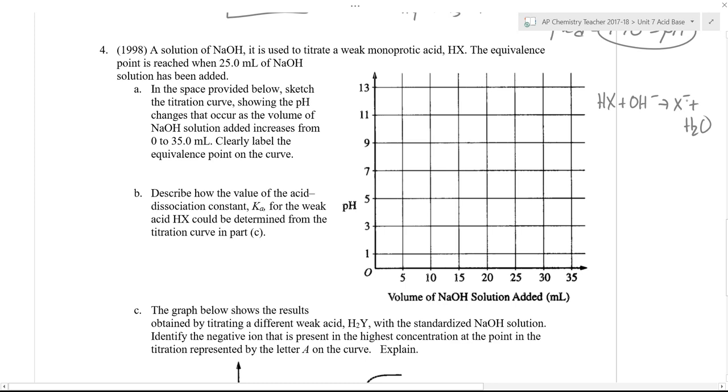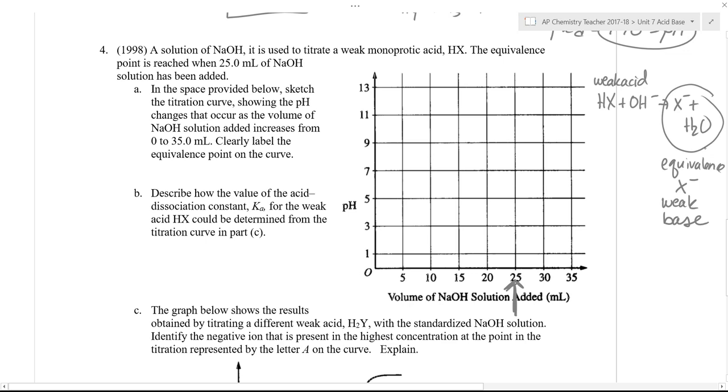Clearly label the equivalence point. So it tells us here the equivalence point is reached when 25 mL of NaOH has been added. So I know it's going to happen right here. Okay, so that's my equivalence point. And at equivalence, I'm going to have only product. So at equivalence, I'm going to have only X minus in the solution, and X minus is a weak base. And I know that because they tell us that HX is a weak acid, and the conjugate of a weak acid will be a weak base. So weak pairs with weak, strong pairs with neutral.